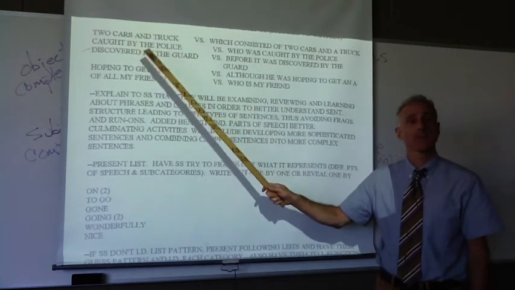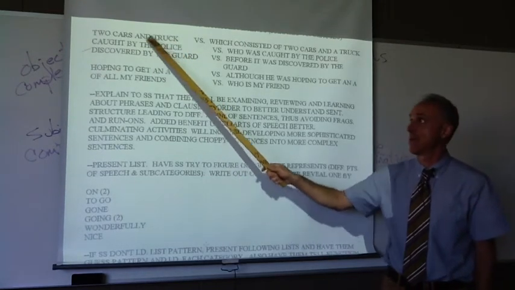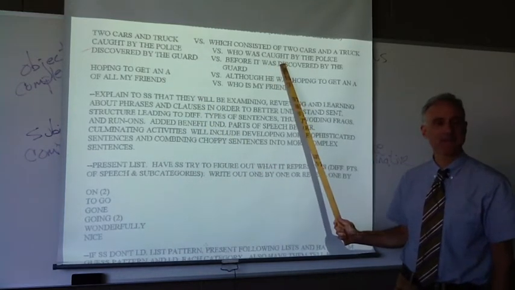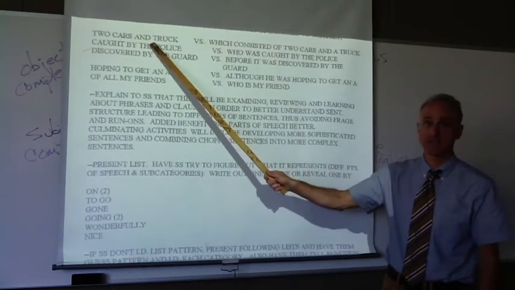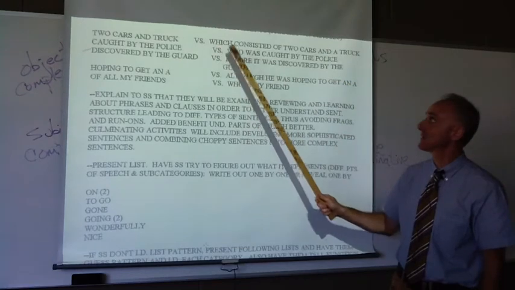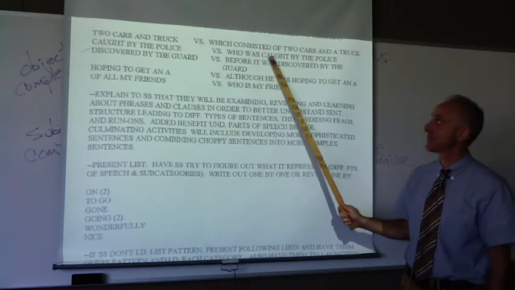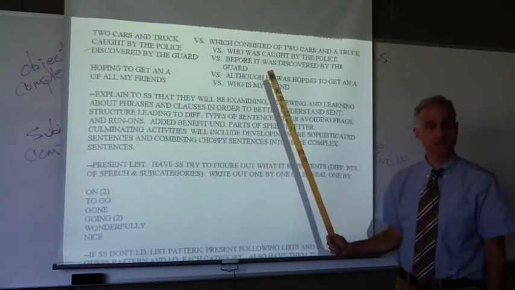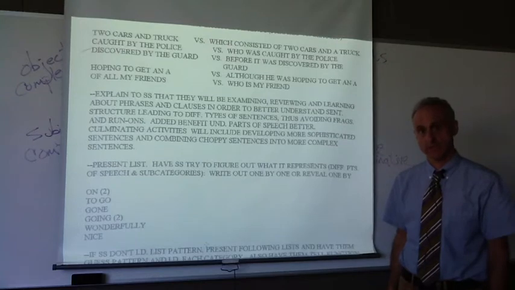When a word group does not have a subject or a verb or has neither, then that is called a phrase. If a word group does have a subject and a verb, it is called a clause. So phrase, clause. Two cars and a truck, which consisted of two cars and a truck. Here's my subject, which. Here's my verb, consisted. Here's my subject, who. Here's my verb phrase, was caught. And so on. So, phrases versus clauses. We are going to focus on clauses before we focus on phrases.